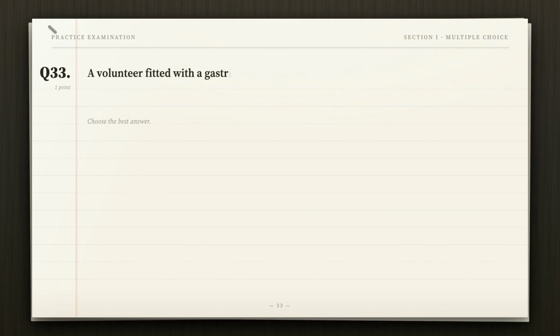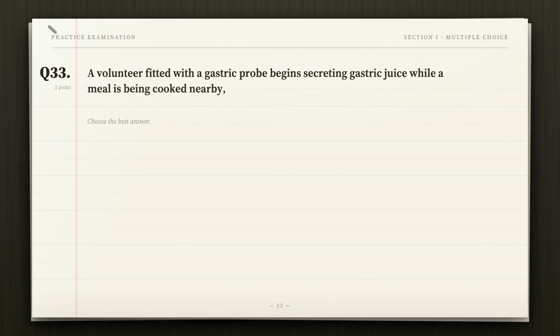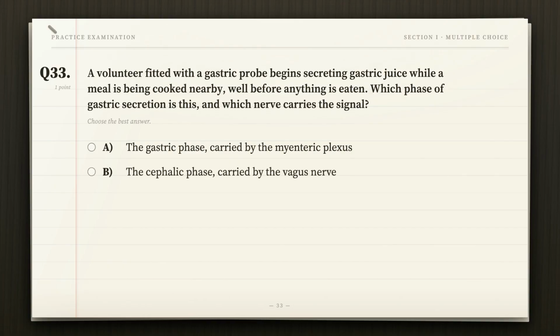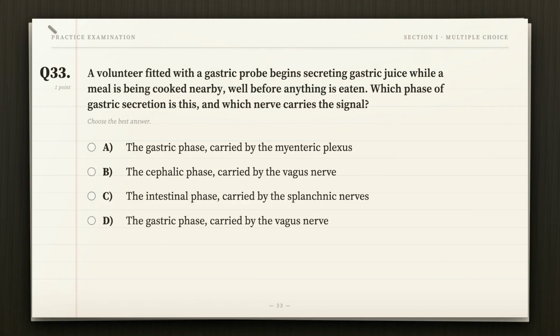Question 33. A volunteer fitted with a gastric probe begins secreting gastric juice while a meal is being cooked nearby, well before anything is eaten. Which phase of gastric secretion is this, and which nerve carries the signal? Your options are A. The gastric phase, carried by the myenteric plexus. B. The cephalic phase, carried by the vagus nerve. C. The intestinal phase, carried by the splanchnic nerves. D. The gastric phase, carried by the vagus nerve. Which one is it? Pause the video if you need more time.